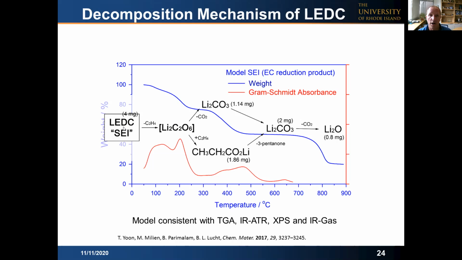And what we see is that we start off with lithium ethylene dicarbonate, which once again is the primary component of the anode SEI. The lithium ethylene dicarbonate evolves ethylene to generate this peroxycarbonate species, which is inherently unstable. This peroxy species can have 2 different decomposition mechanisms. First, it can evolve CO2 to generate lithium carbonate.